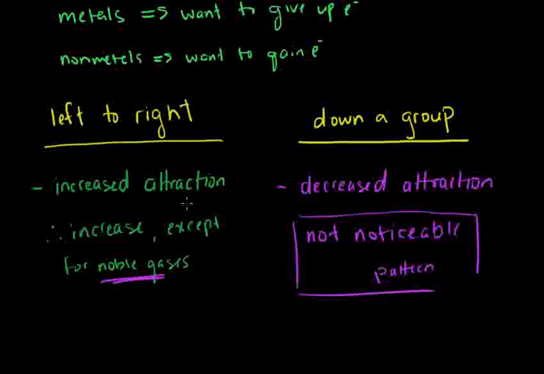And the main thing to remember when you're trying to explain periodic trends is to think about where you have increased attraction and whether you're adding electrons to the same quantum number or a higher quantum number. And when you're adding electrons to a higher quantum number, you have to take into account electron shielding, which generally negates the fact that you have increased nuclear charge.